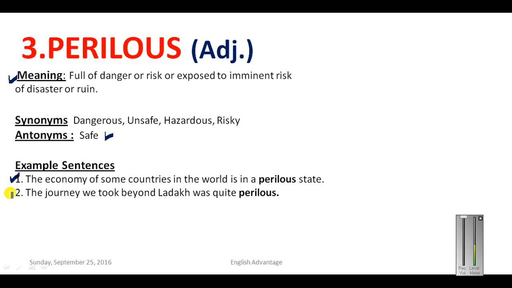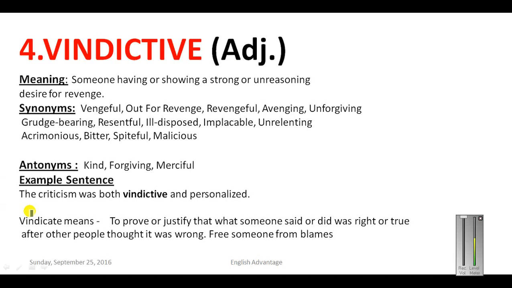Now let us look at the example sentences. The economy of some countries in the world is in a perilous state. It is going to decline, it is going to ruin after some time. This is what the sentence wants to say. The journey we took beyond Ladakh was quite perilous. I mean, it was quite risky. Perilous means risky or hazardous. This word has been very commonly used in reading comprehensions in different exams, so it is a very important word.